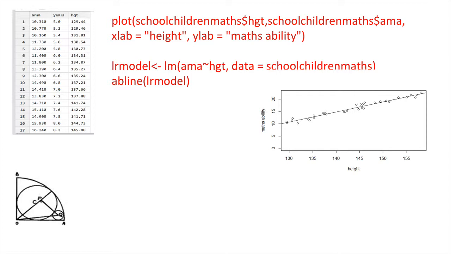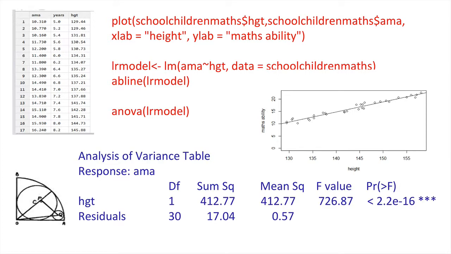We can also test the null hypothesis that there is no relationship between maths ability and height, and we do this by saying anova of that fitted model. And what we can see here is that we reject the null hypothesis that there is no relationship between height and maths ability at population level. So linear regression has led us to conclude that there is a relationship, but of course that relationship doesn't have to be causal. And an obvious explanation might be that as children get taller, they also get older.